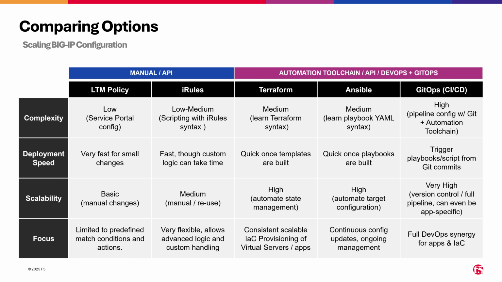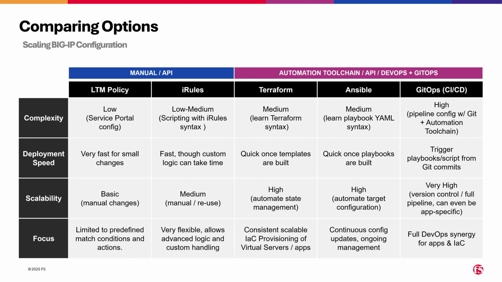Terraform provides a declarative approach to infrastructure as code. It requires learning its own syntax, but once templates are written, provisioning is fast and consistent. It supports scalable deployments and makes it easy to maintain the same setup across multiple Big IP instances. Terraform is well suited for DevOps teams aiming for automation without giving up clarity or repeatability.